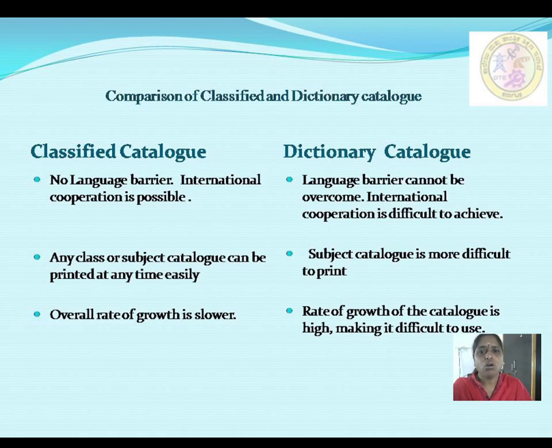There are a lot of catalogs which you have to prepare in a dictionary catalog, which leads to a space problem also. That is arrangement of catalogs. When arranged in a catalog cabinet, it takes a lot of space. So the rate of growth of the catalog is high, making it difficult to use. You cannot easily use the dictionary catalog as you can use the classified catalog.